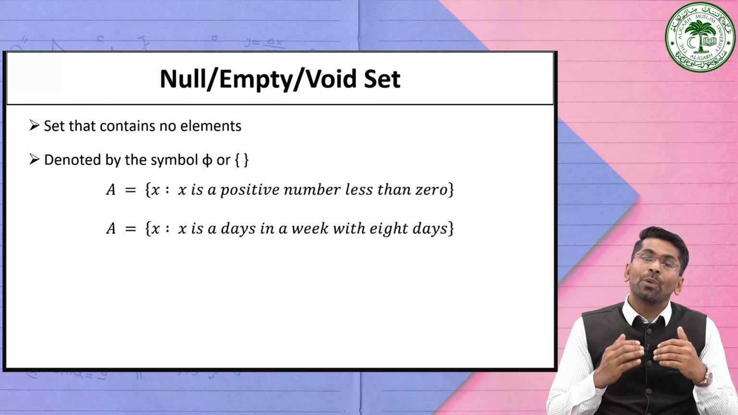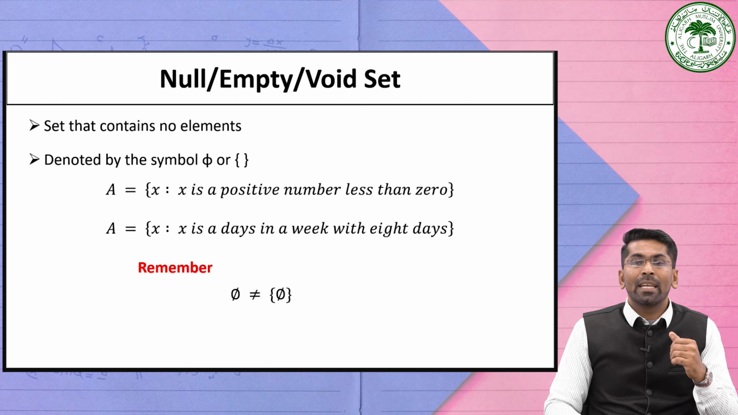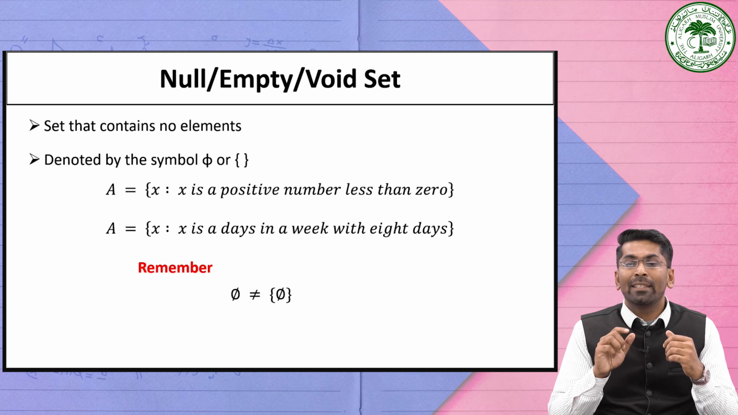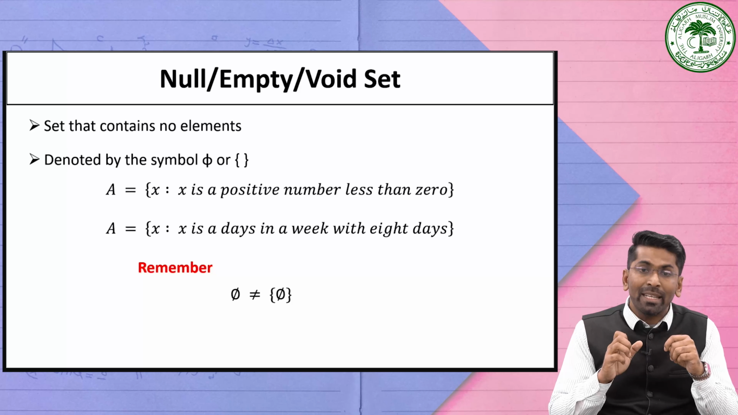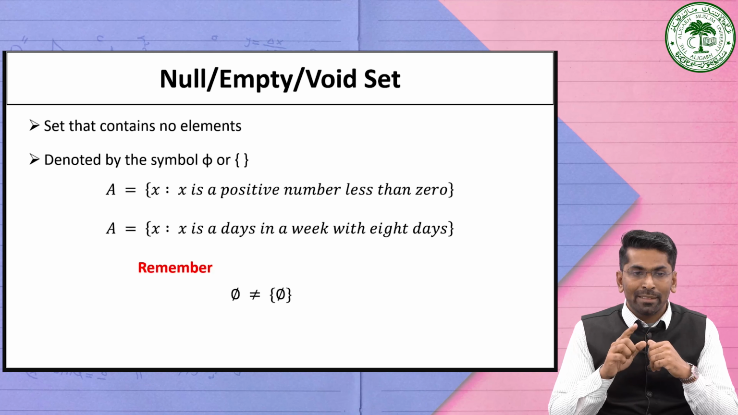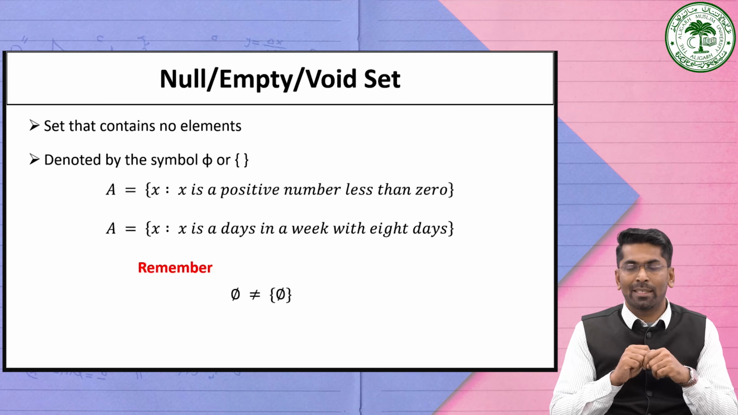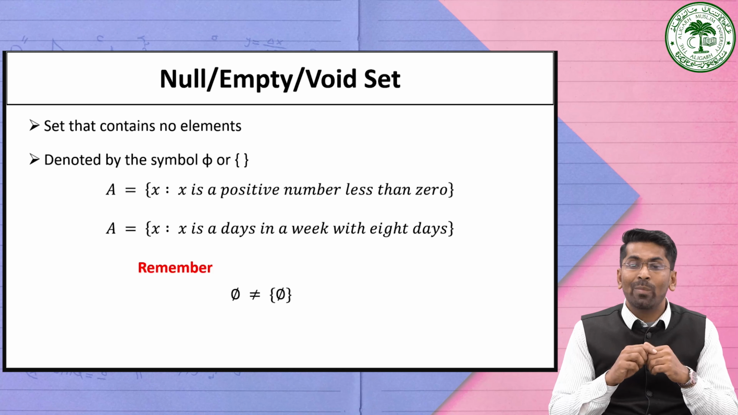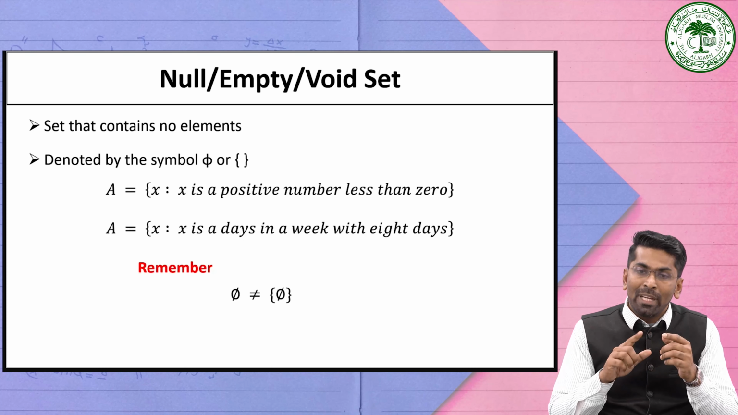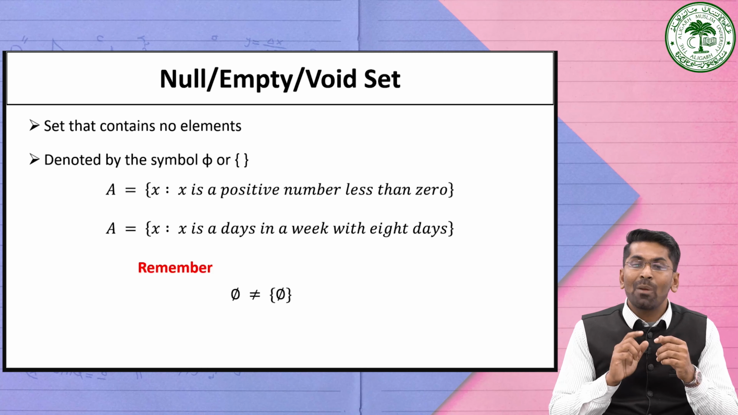There are two points you should keep in mind regarding the null set. First, the empty set is not equal to the set containing the empty set. The empty set contains no elements, while the set containing the empty set has one element, and that element is the empty set itself. So the empty set and the set containing the empty set are different.